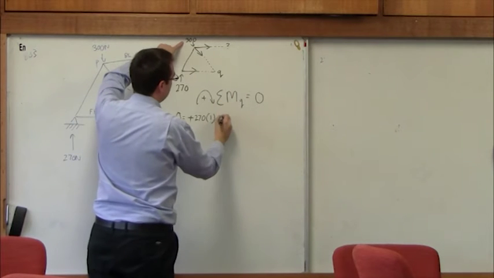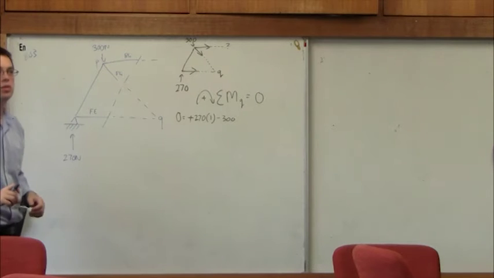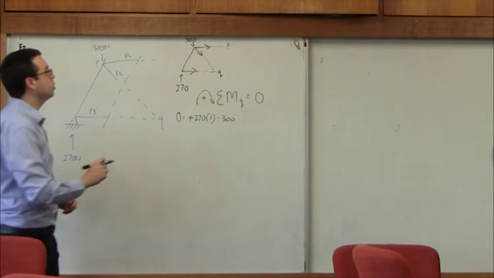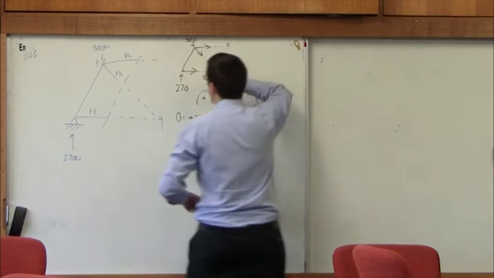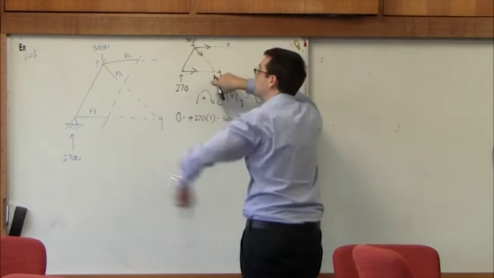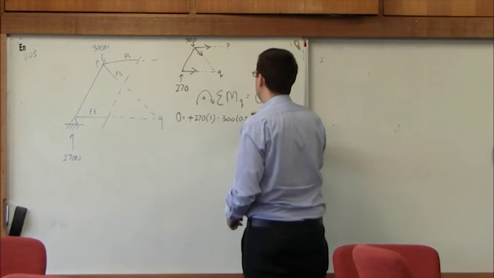Okay, next one. We've got 300, minus 300. How many triangles away is it? How far away is it relative to Q? 0.5. Half a triangle, so 0.5. Again, I'm going to put my finger on Q, and I'm going to spin. Which way am I going? Anti-clockwise. Anti-clockwise, it's going to be minus, that's right.